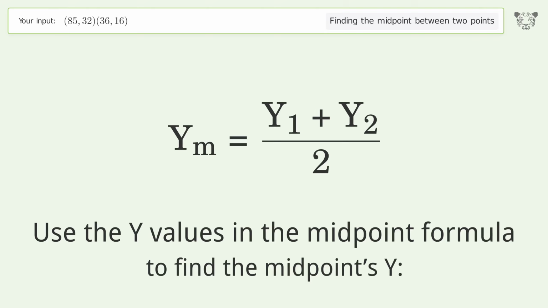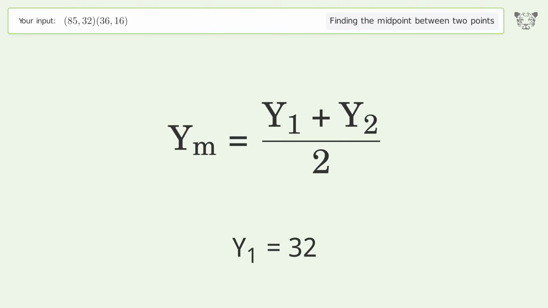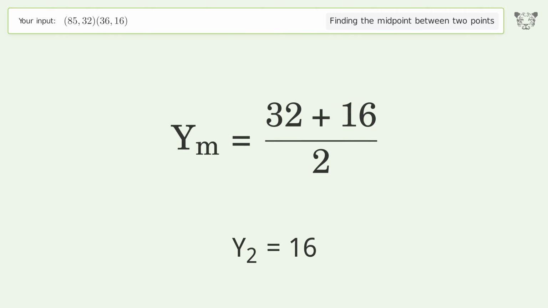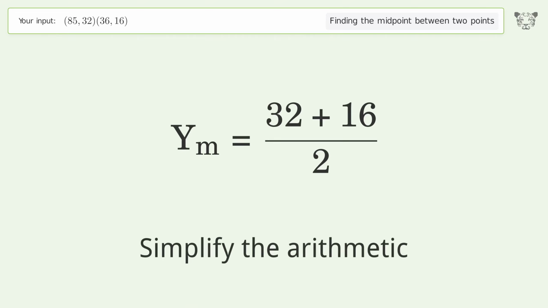Use the y values in the midpoint formula to find the midpoint's y. y1 equals 32. y2 equals 16. Simplify the arithmetic.